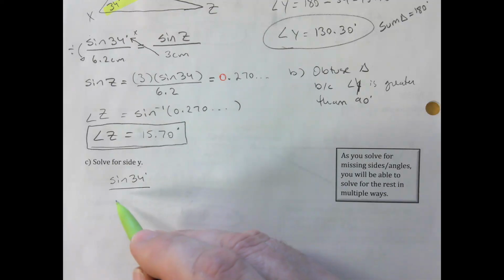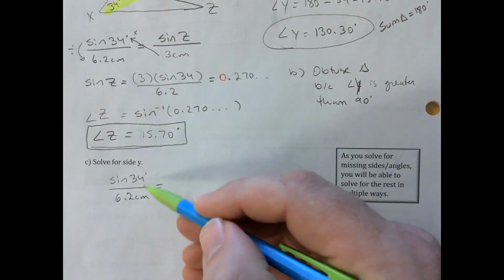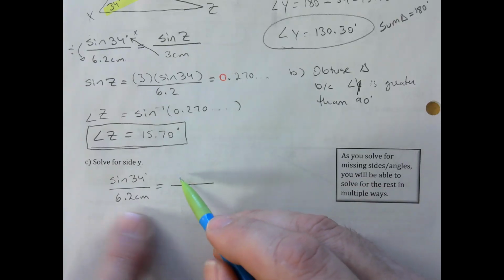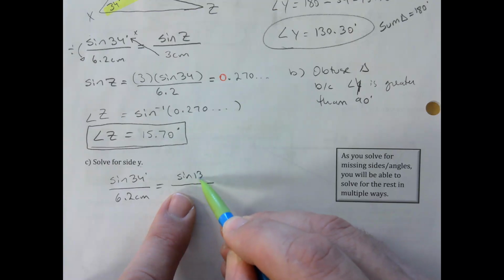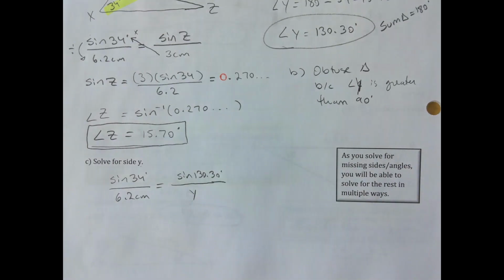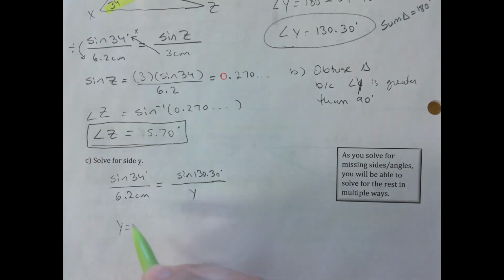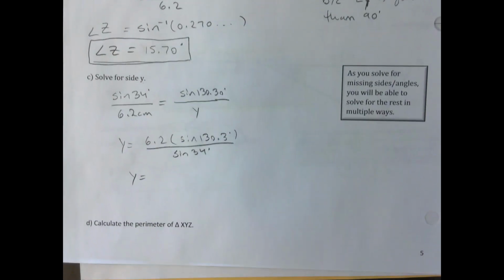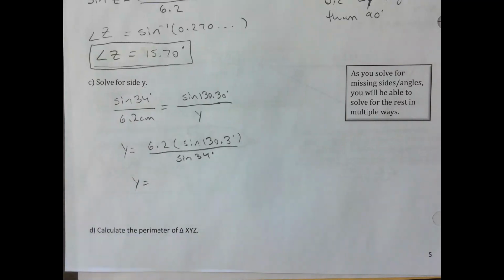Sine of 34 over 6.2. I tend to start with the pair that I had right from the beginning, the OG, right? And this is side Y. And so now you do this whole thing again. After a while, you're going to do this with your eyes closed. So if you feel like this is going to be easy, get really comfortable with this part, because once word problems come your way, that's when the challenge arises. If you do this correctly, 8.46 is the answer.